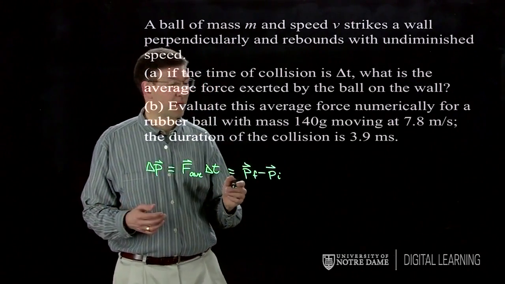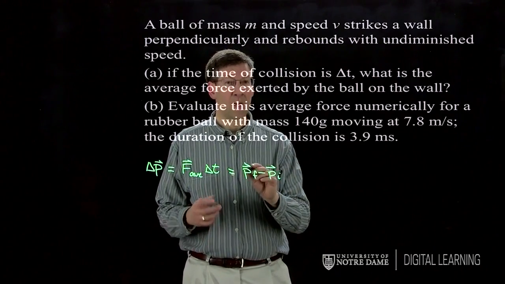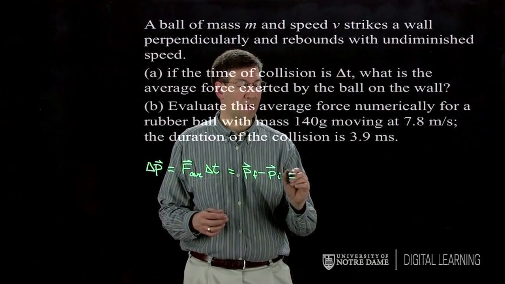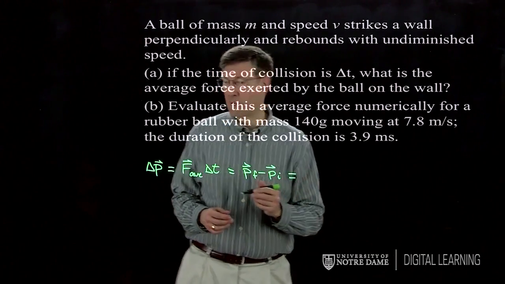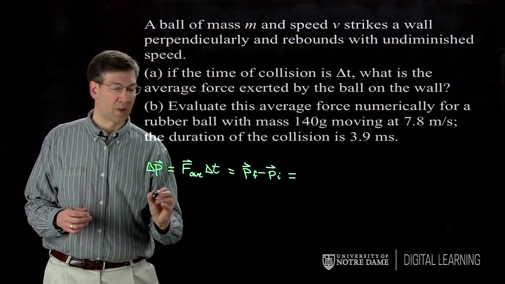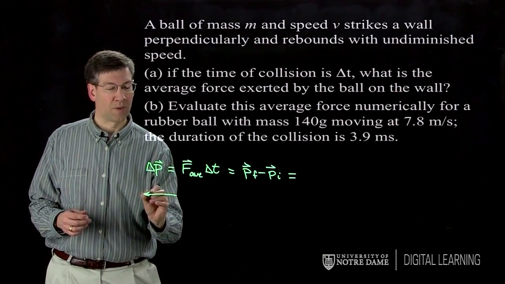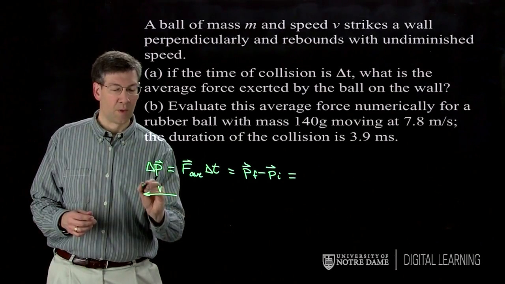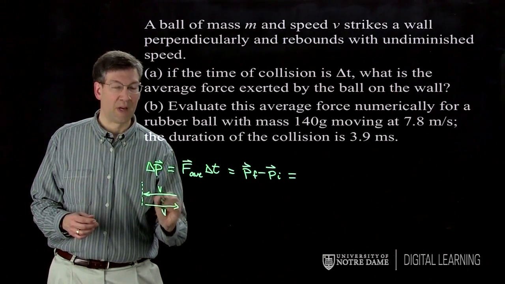Clearly the wall isn't moving, so we don't have to worry about the wall's momentum. And since the magnitude of the velocity is the same in both cases, the magnitudes of these things are the same. And so let's look at this sort of pictorially. So if I have a ball coming in from this direction with some speed, and then it's going to hit the wall and rebound going in the opposite direction with the same speed.